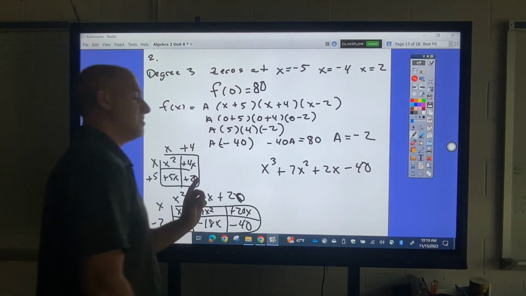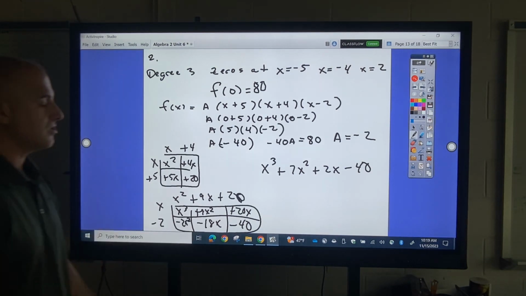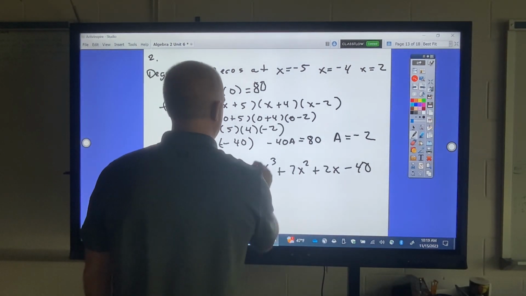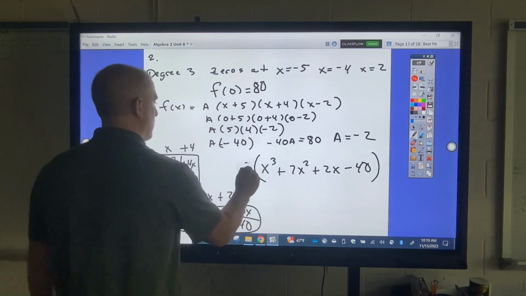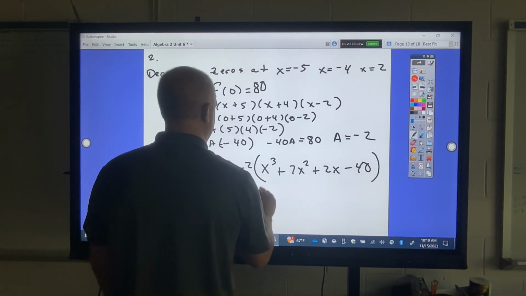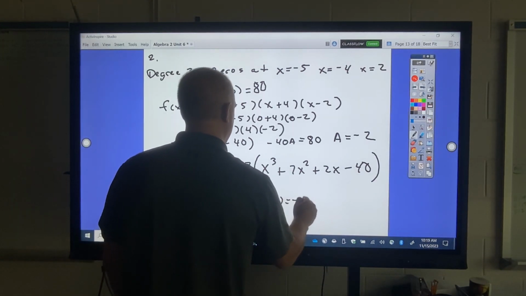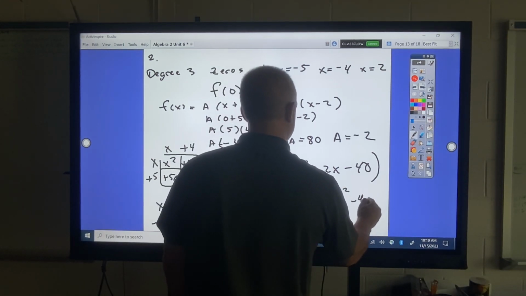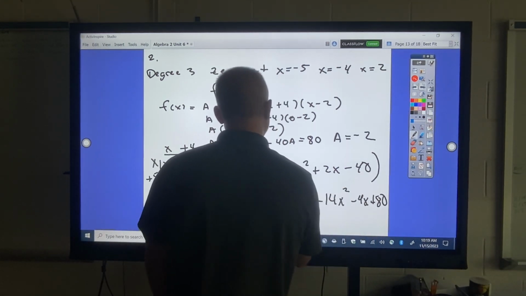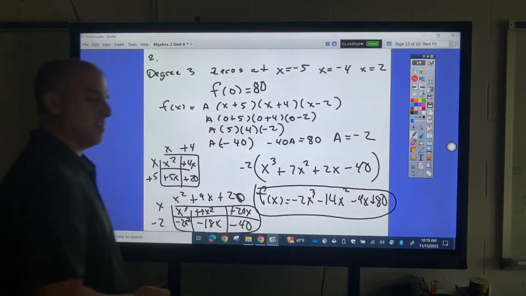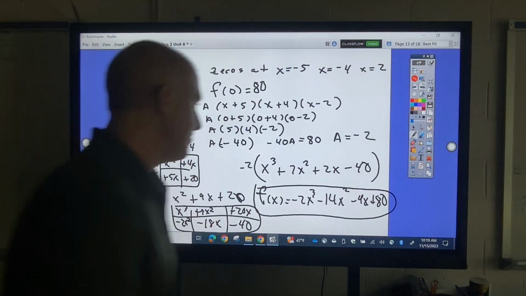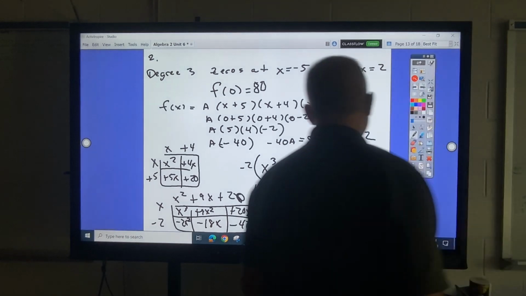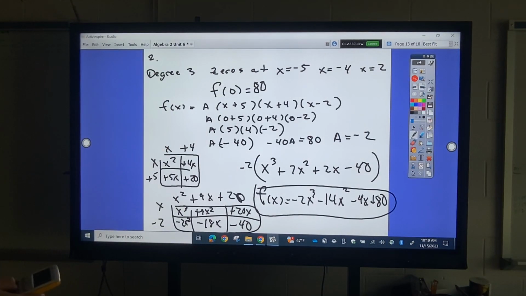Now the scalar does not change the solutions, it just changes basically the coefficients. So my function is going to be negative 2x cubed minus 14x squared minus 4x plus 80. And that should make sense because if I put in the 0 for x, that should cancel those all out.